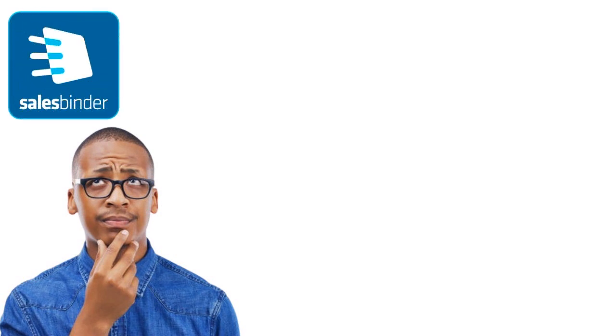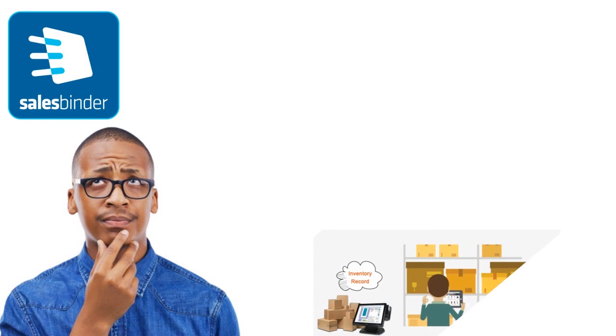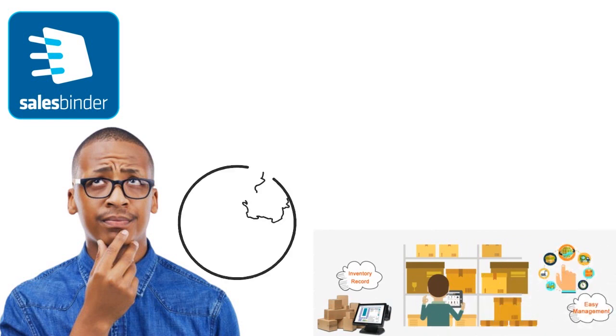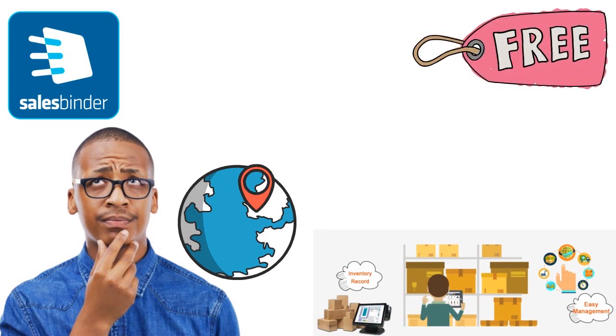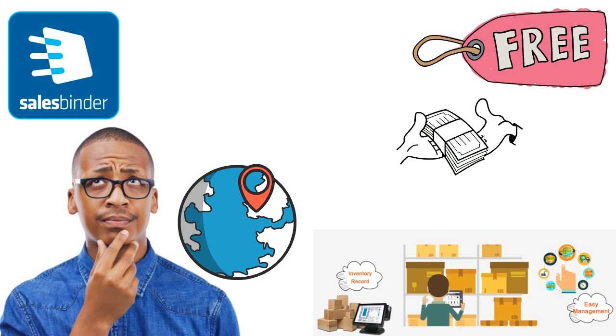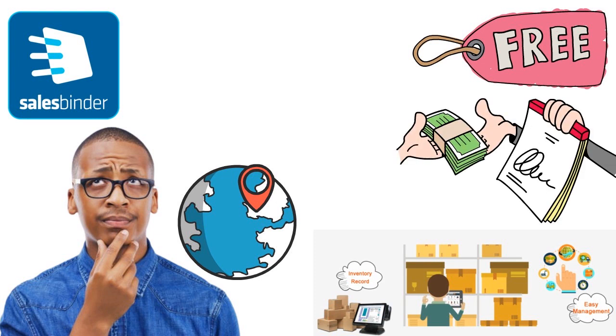So when you think about SalesBinder, I want you to think about a tool that allows you to track inventory across multiple locations. So we are talking about multi-geography sort of tracking capability here. SalesBinder has a free inventory management software, but they also have a paid one. It stands out for including the ability to manage inventory across multiple geographies. And this is a feature that's not always included in a free plan when you think about it.